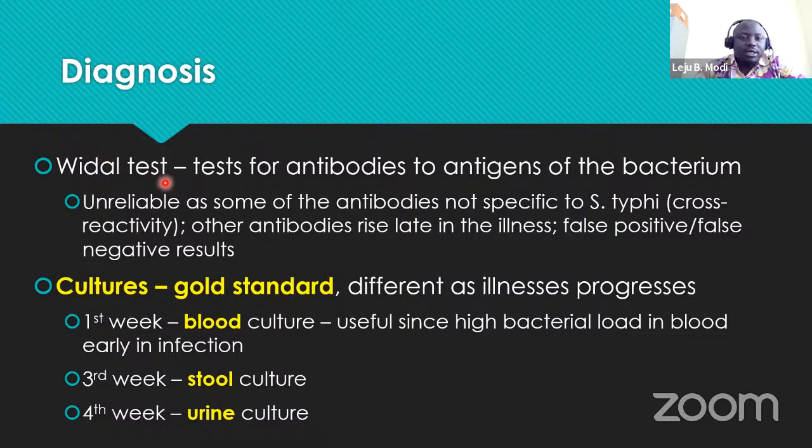Laboratory-wise, as it appears here, there is one common test, the Widal test, that is done, which is only testing for antibodies to the bacterium, the IgG, IgM antibodies. The problem with that test is that it is unreliable because some of those antibodies are not really specific to Salmonella typhi. So even when it is reactive, it might not be very definitive to say, yes, this is typhoid causing these antibodies to go higher.